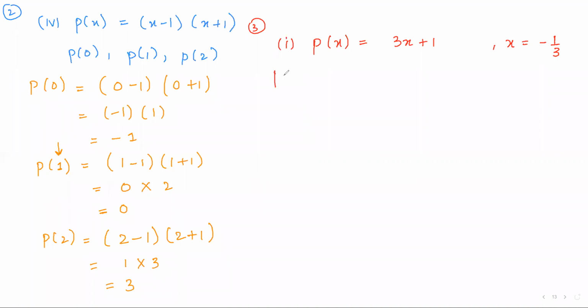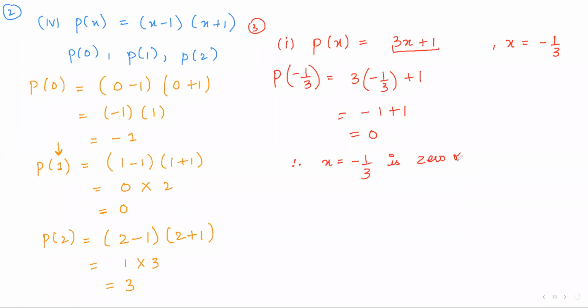So let us check P at x is equal to minus 1 by 3. That means wherever you have x, you put minus 1 by 3. So 3 into minus 1 by 3 and plus 1. So 3 cancels out. You have minus 1 plus 1, that becomes 0. So your value of the polynomial is coming out to be 0. Therefore, x is equal to minus 1 by 3 is a zero of this polynomial.